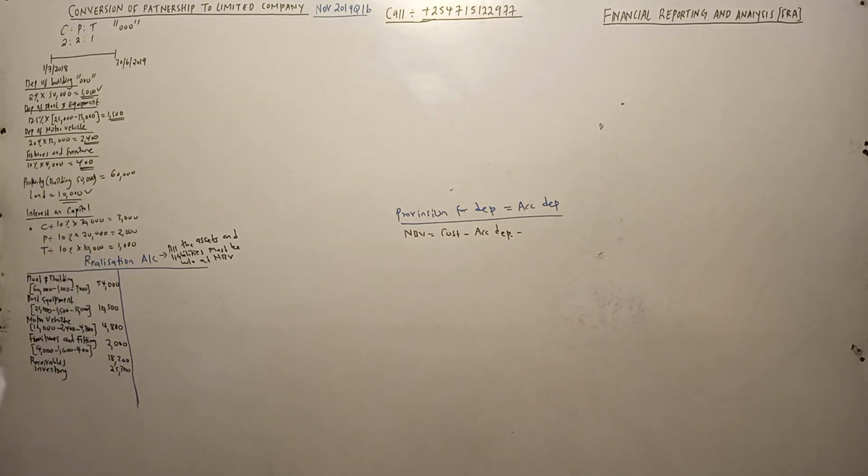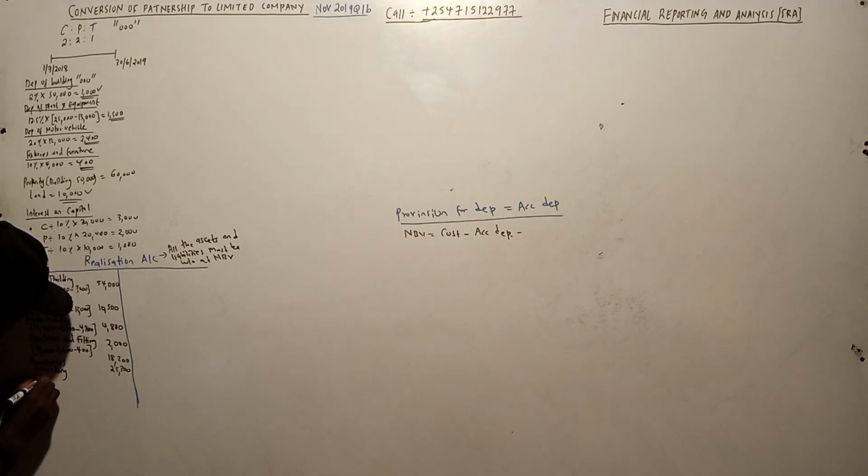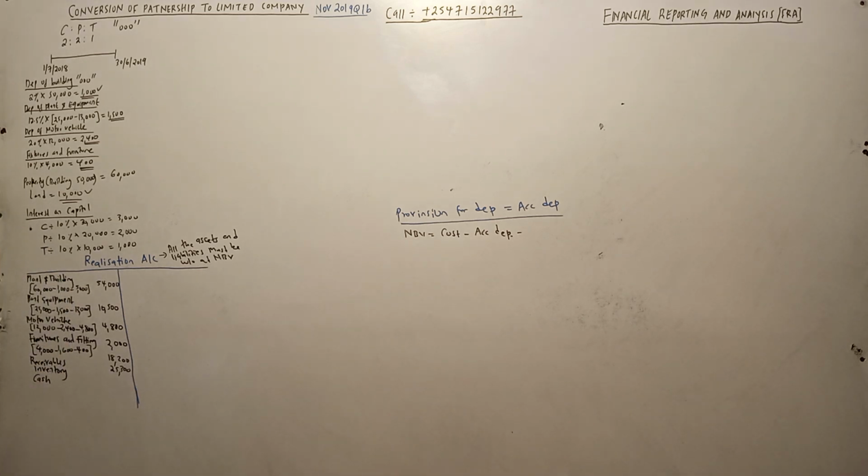Which other assets? Oh, cash. I've said we have cash. Cash is how much? Cash is 8120.